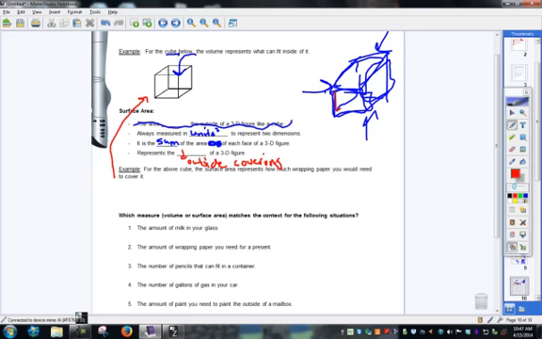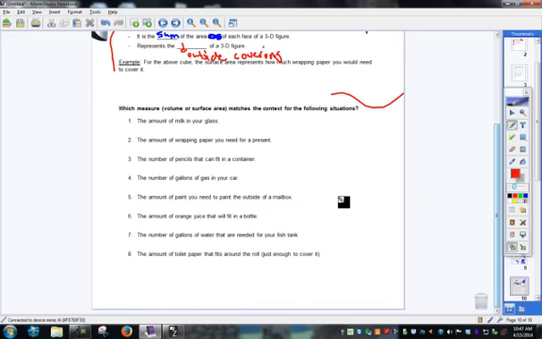Okay. All right, so now we've got to go down. This was learning target 4 right here. All of this is learning target number 4. So it's just being able to determine whether we're talking about volume or whether we're talking about surface area. The amount of milk in your glass, well, pretty basic here. I think you guys realize that that would be volume, okay? Because volume is how much will fit into something. Just remember that. How much will something hold? That would be volume, okay?